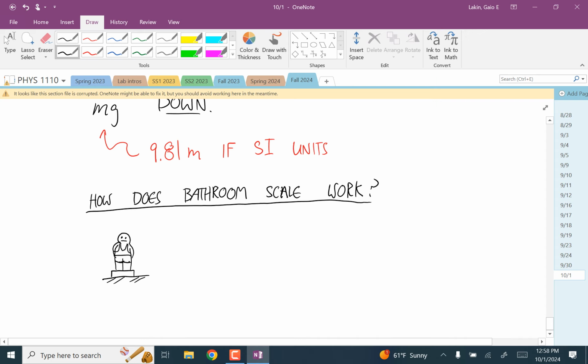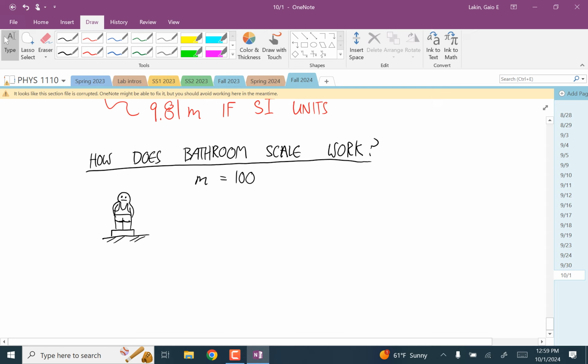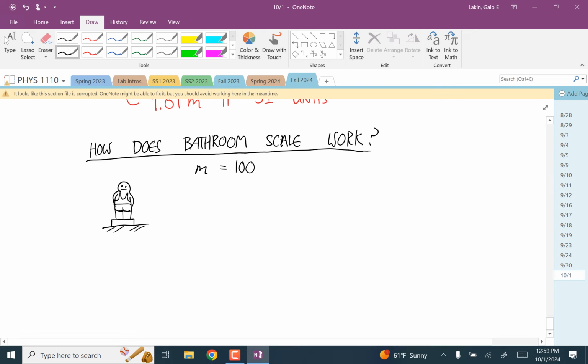And let's say that this person's mass is 100 kilograms. So if the person's mass is 100 kilograms, what does that say their weight is? I'm going to call the weight FW. So their weight would be 100 times 9.81, so 981 newtons. Okay. And somehow that bathroom scale, by having a person stand on it, reads a value of 981 newtons. So let's see how that happens.